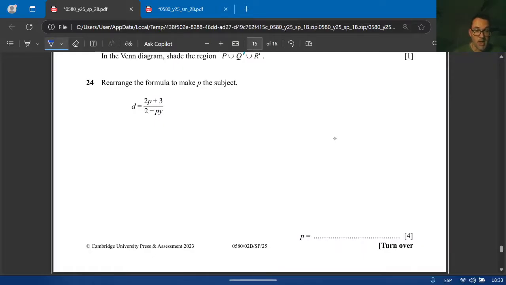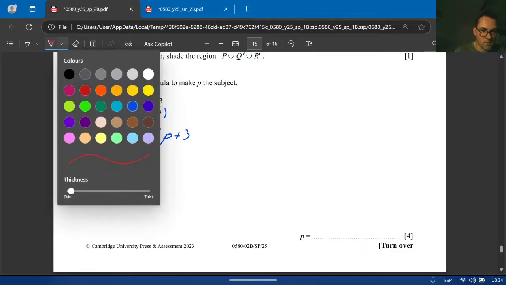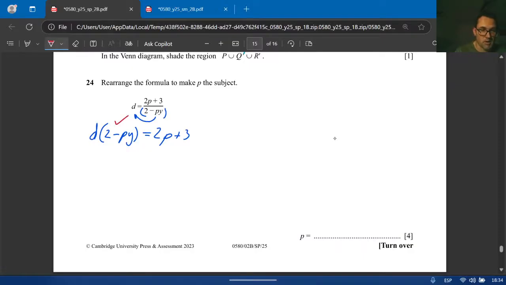You need to get rid of that. So what we can do is everything at the top is being divided by everything at the bottom. So we can multiply everything at the bottom on both sides. So that will be D times (2 minus PY) equals 2P plus 3. First step, I got rid of all the fractions. And that's your first mark as well, probably, I think. I don't know, I'll check later. Okay, what is there to do now? Well, one thing we can do is expand those brackets. D times 2 is 2D, and D times minus PY is minus DPY, in any order.